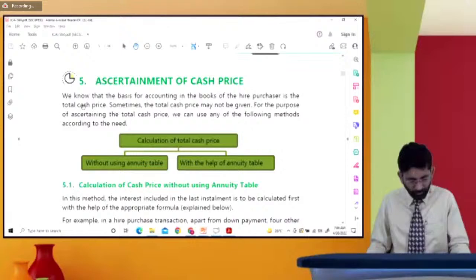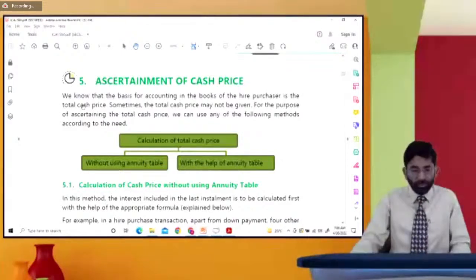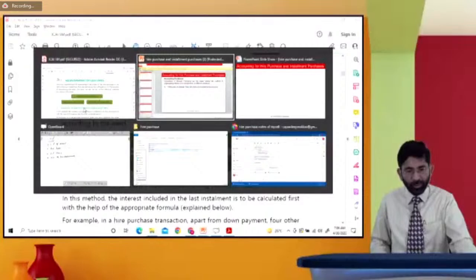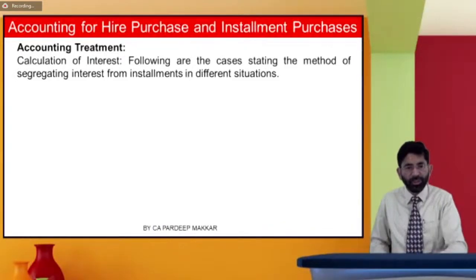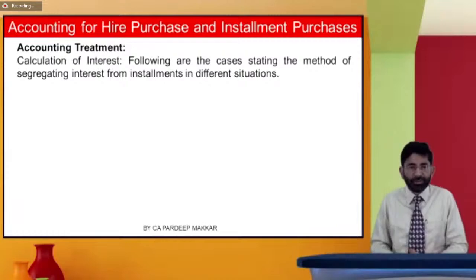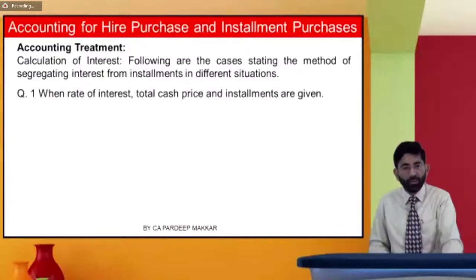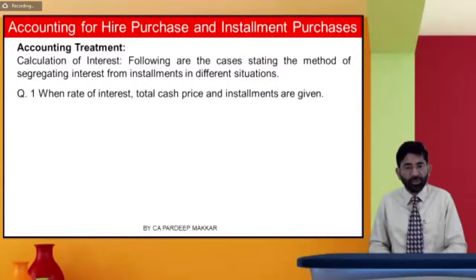So we have to go according to the additional questions which we will cover today in the various examples given to you. Let's come to the point. Accounting treatment: calculation of interest is the first method. Following are the cases stated in the method. In this case, we will try to solve in various situations when the rate of interest, cash price and installments are given. So this is the first case.